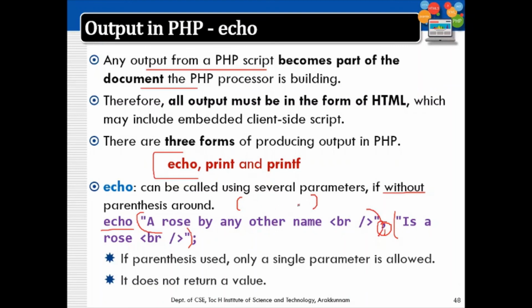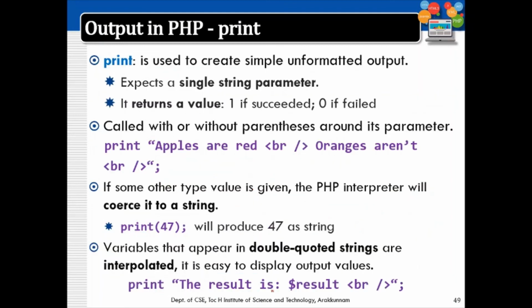So in this case we can't give more than one parameter. Also, it does not return a value. On the other hand, the print statement is used to create simple unformatted output. It has a return value. That's the main difference between echo and print.